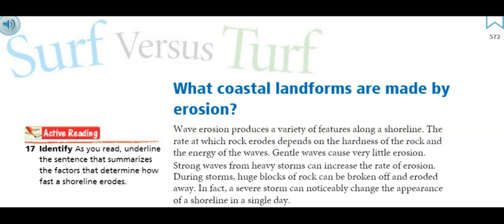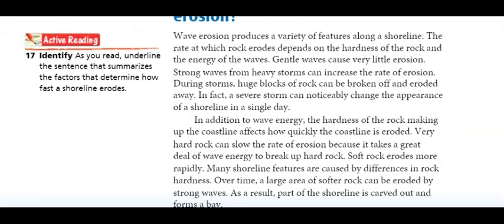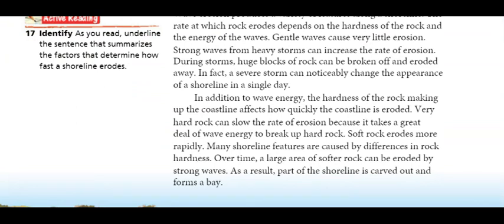During storms, huge blocks of rock can be broken off and eroded away. In fact, a severe storm can noticeably change the appearance of a shoreline in a single day. In addition to wave energy, the hardness of the rock making up the coastline affects how quickly the coastline is eroded. Very hard rock can slow the rate of erosion because it takes a great deal of wave energy to break up hard rock. Soft rock erodes more rapidly.